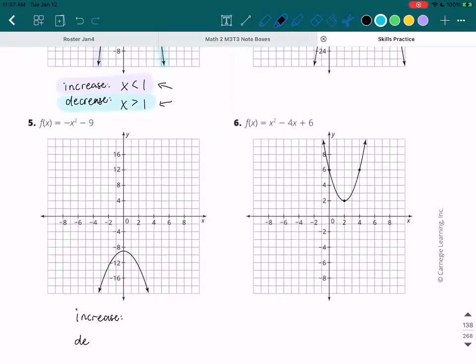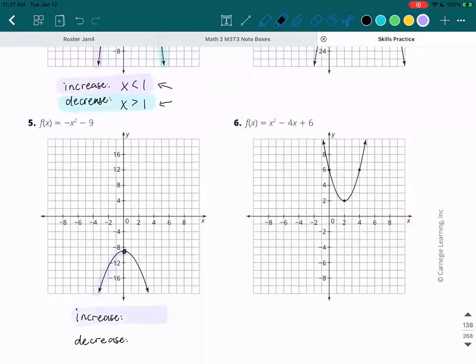Oh, and I guess I'll just write the word decrease as well. Okay, so for the increase, I do that one in purple. Increase means when you're going from left to right, you're going upwards. So that's that section. The increase is that section that's right there in purple or gray or whatever you see.